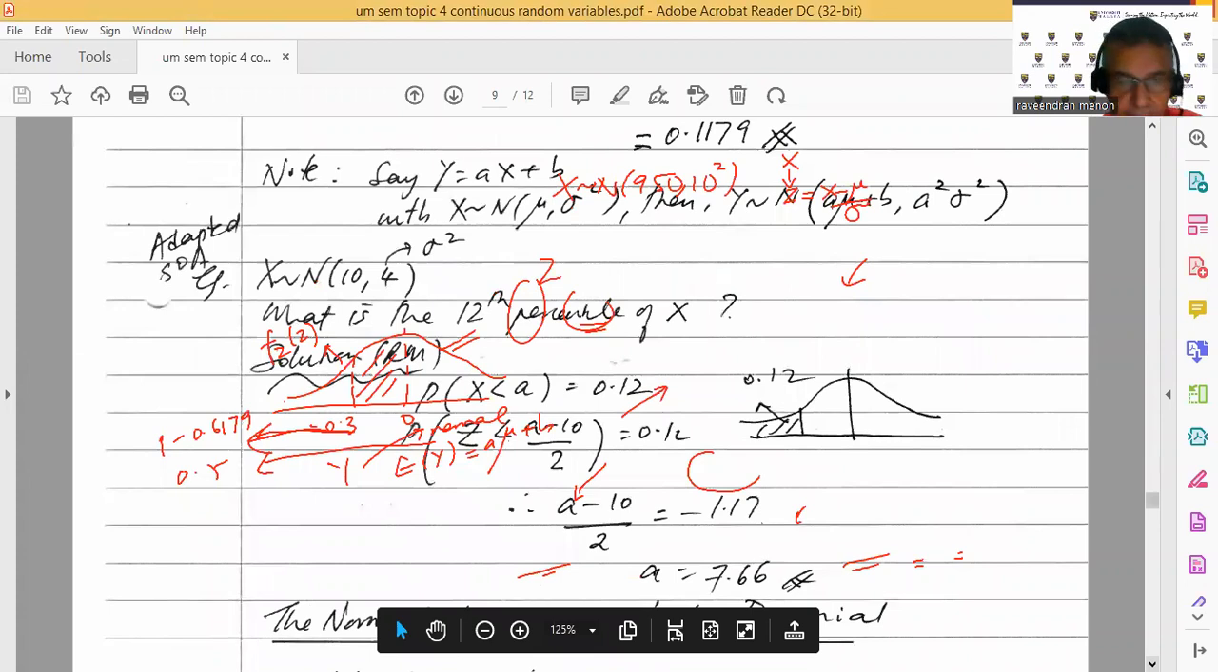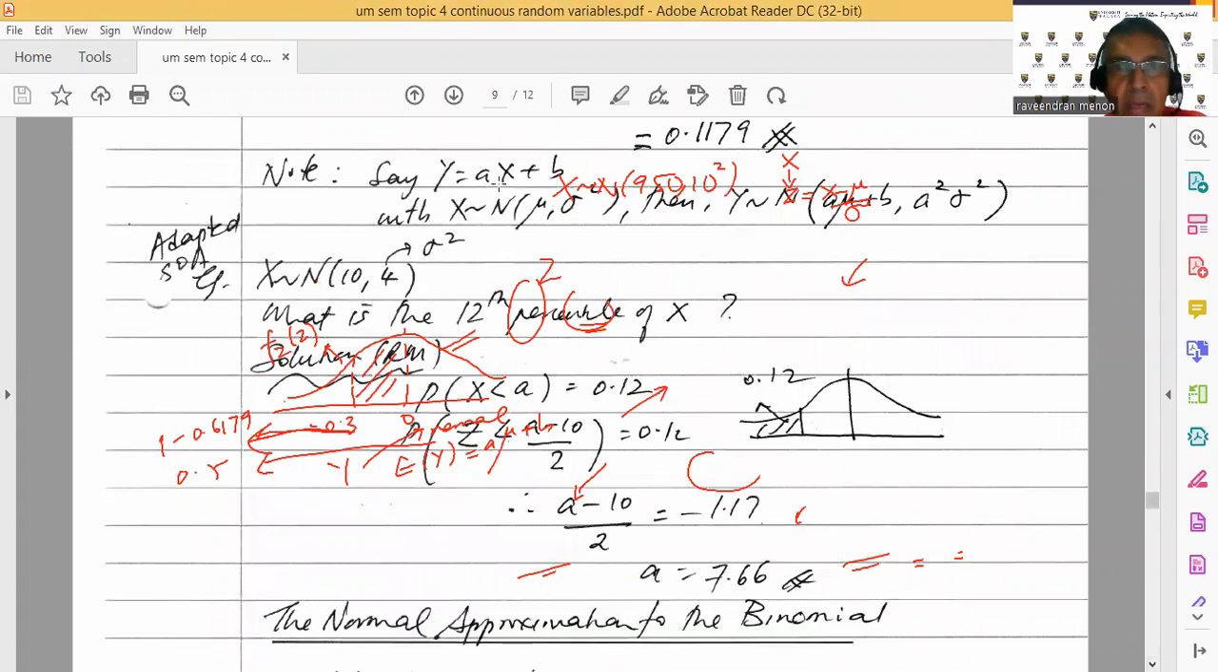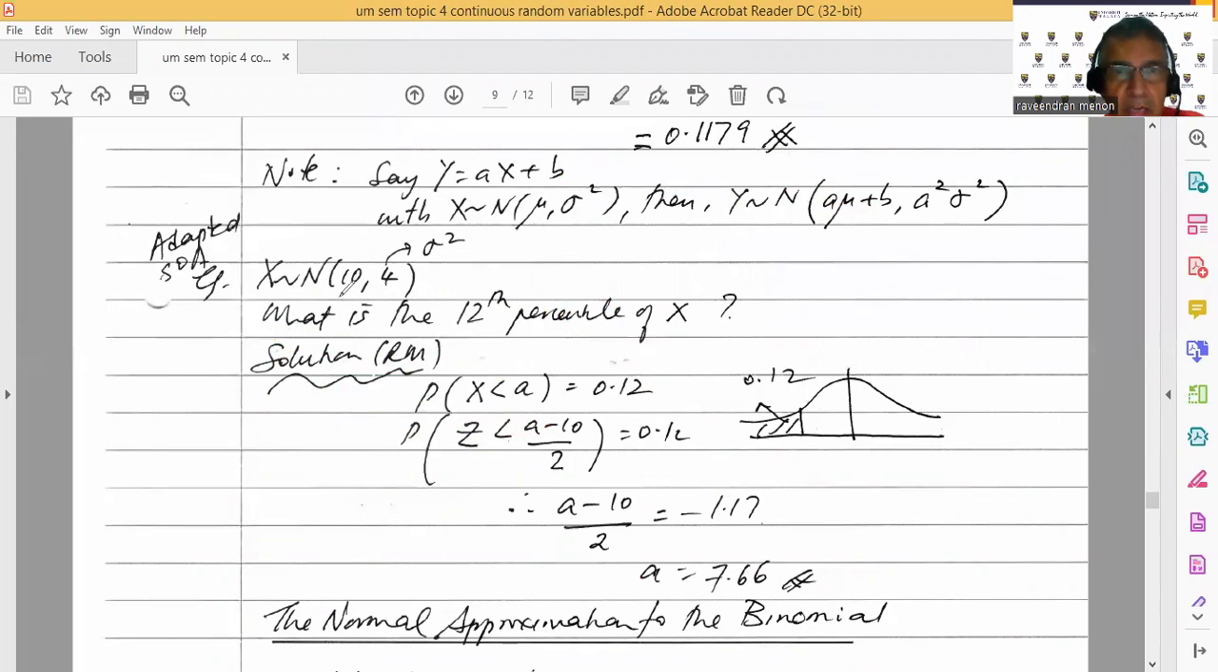We have x, a random variable with mean 10 and variance 4. What is the 12th percentile? Not hard, right? So we are looking for the percentile. If you want, you can write it like this.